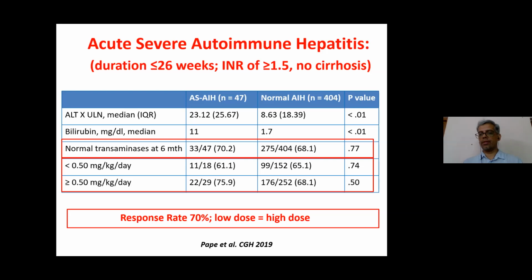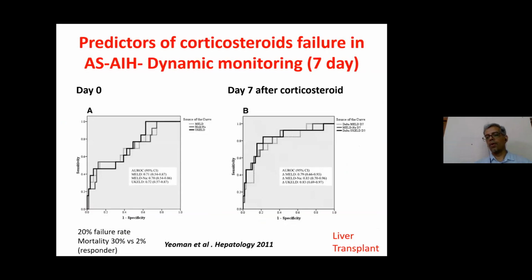The important question also comes in, what doses do I use? What this study showed us is that use of smaller doses, that is less than 0.5, may also work well in patients with acute severe autoimmune hepatitis. So you have started your patient of acute severe autoimmune hepatitis on steroids. How do you follow it up?